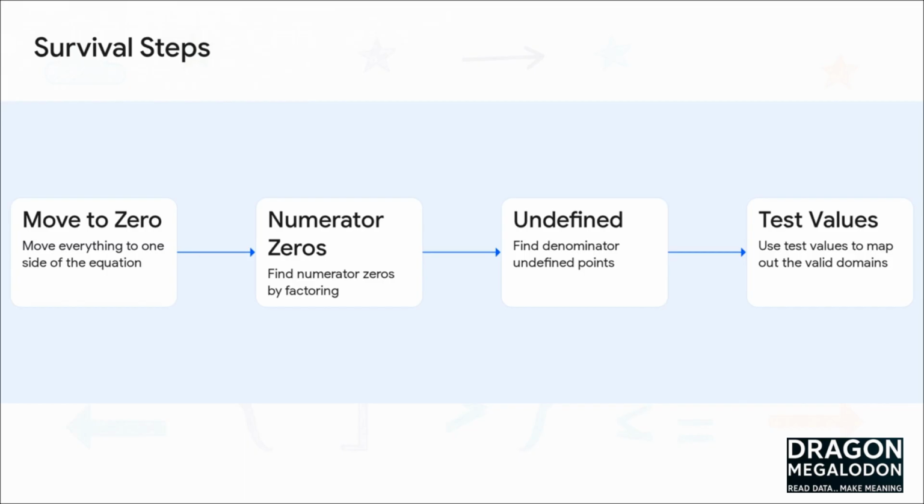Let's say you have (x² + 6x + 9) / (x - 1) ≤ 0. You must follow this sequence to map out the valid domains. The numerator equals 0 at -3. The denominator becomes undefined at 1. These two locations are your critical boundary points.